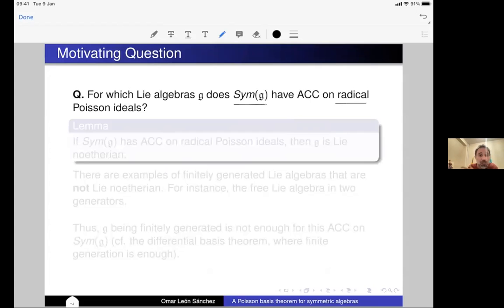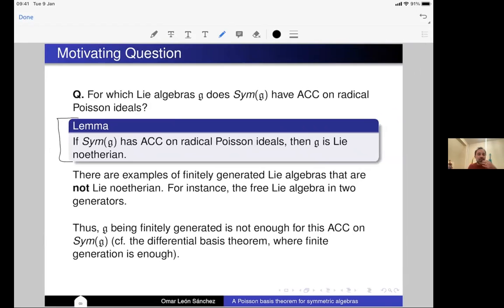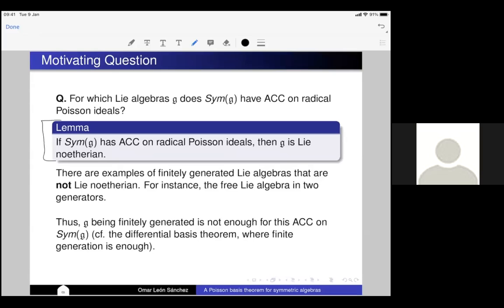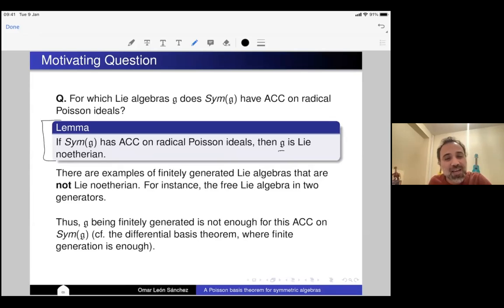Now of course you need some assumptions, otherwise it's just not going to work. You're not going to get the ACC in an arbitrary symmetric algebra. So one of the first assumptions you have to make follows from this lemma: if you have the ACC on radical Poisson ideals on the symmetric algebra, then the given Lie algebra had to be Lie Noetherian. Lie Noetherian is a natural thing. It means that there is the ACC on Lie ideals. That's what Lie Noetherian means. So this is the least assumption you have to make on the Lie algebra to get some form of ACC on the symmetric algebra.